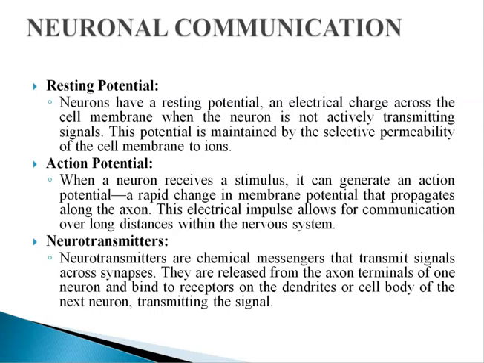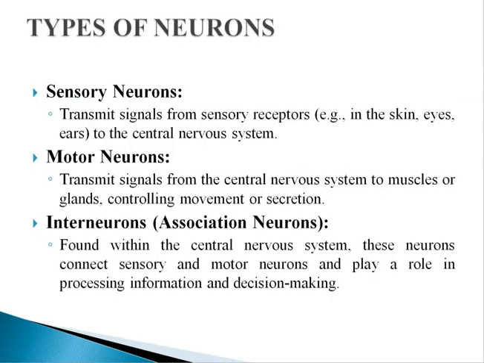Neurotransmitters are messengers that transmit signals across the synapse. They are released from the axon terminals of one neuron and bind to the receptors on the dendrites or cell body of another neuron, thereby transmitting the signal.